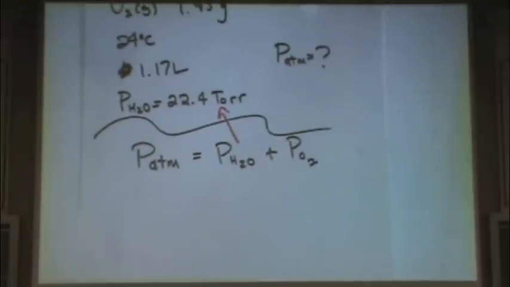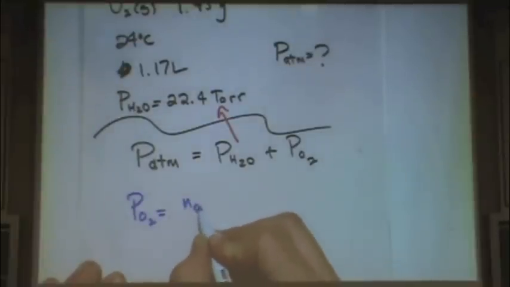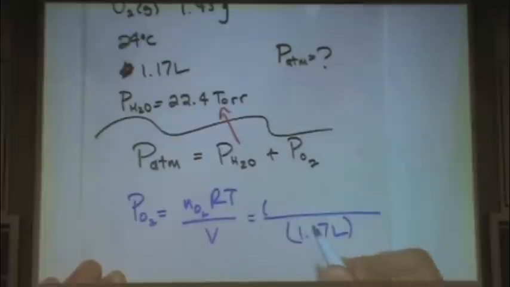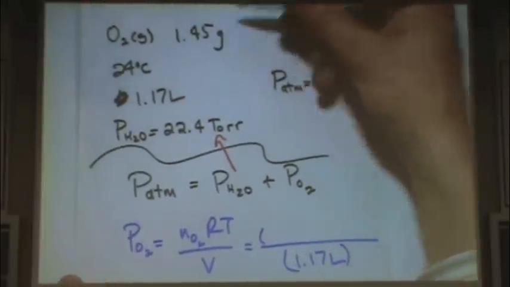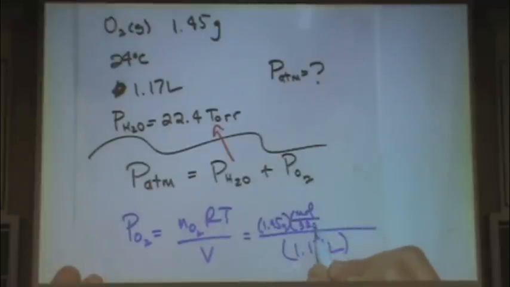We'll use the ideal gas law because I have temperature, I have volume, I think I have everything I need to use the ideal gas law. Let's try it out. So PO2 would be nO2 RT over V. The volume is 1.17 liters. That's the easy one. Moles. How would I find moles? Anybody? Yeah, I've got the mass right here. 1.45 grams, and the molar mass of O2 is 32 grams per mole.